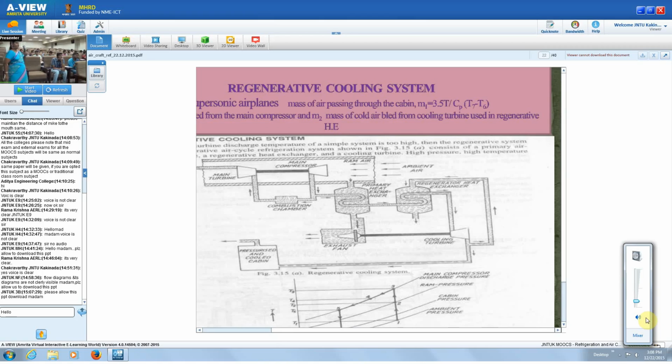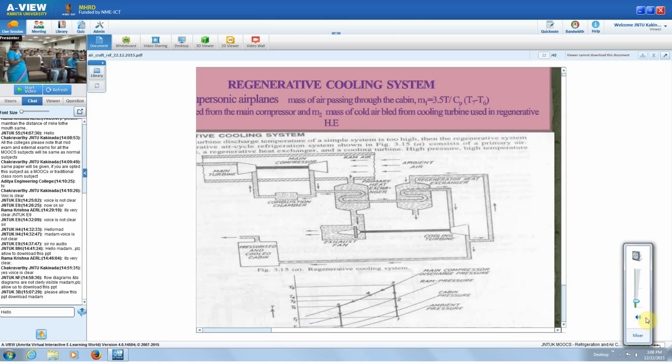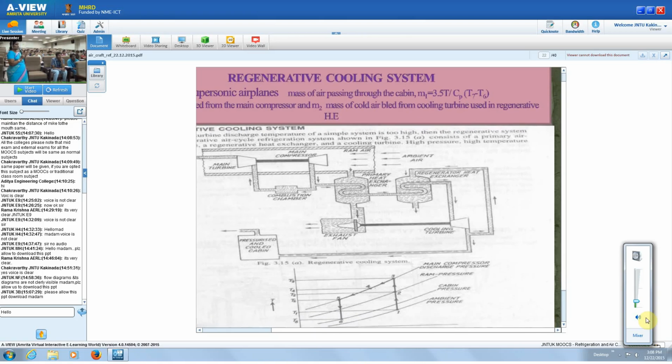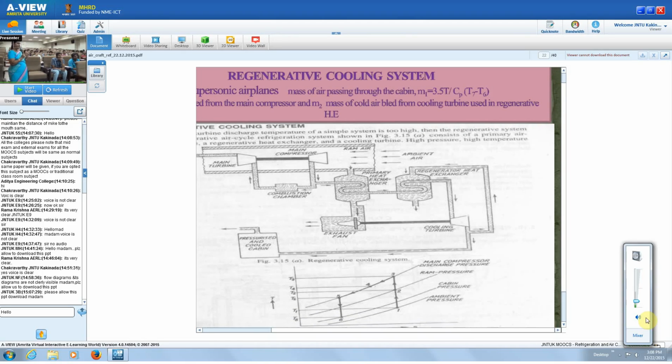In this, the only difference is that some of the exhaust from the second turbine, that is the cooling turbine, is used for heat rejection in the regenerator. So there are two heat exchangers. The first one is an air to air heat exchanger, just like the previous one. The second one is again an air to air heat exchanger, but the difference here is that the exhaust from the cooling turbine is used for cooling the air coming from the first heat exchanger.